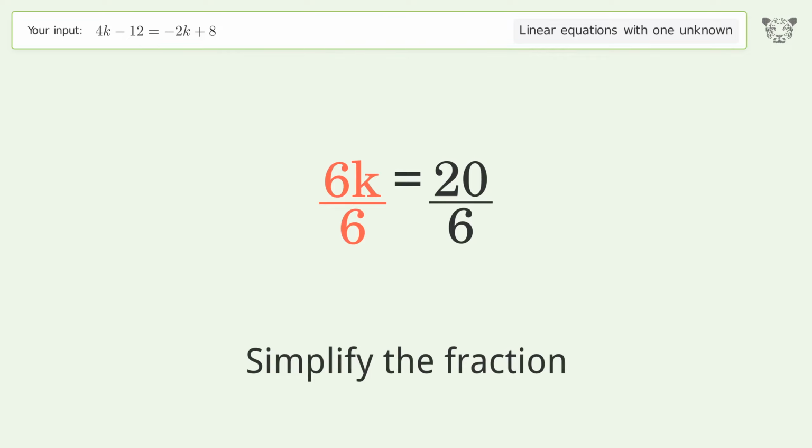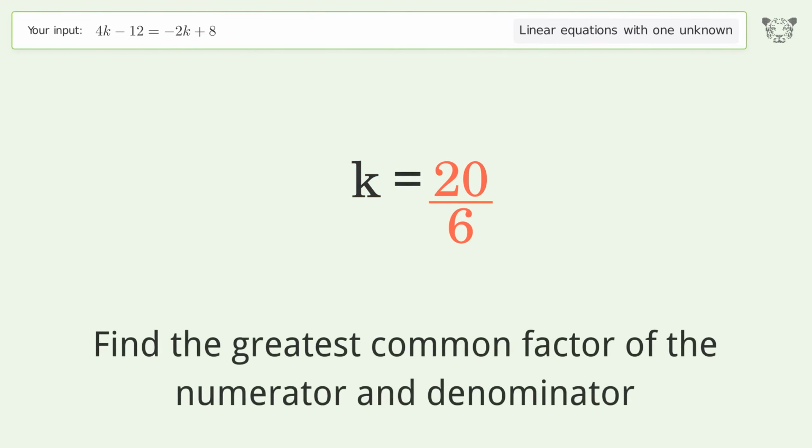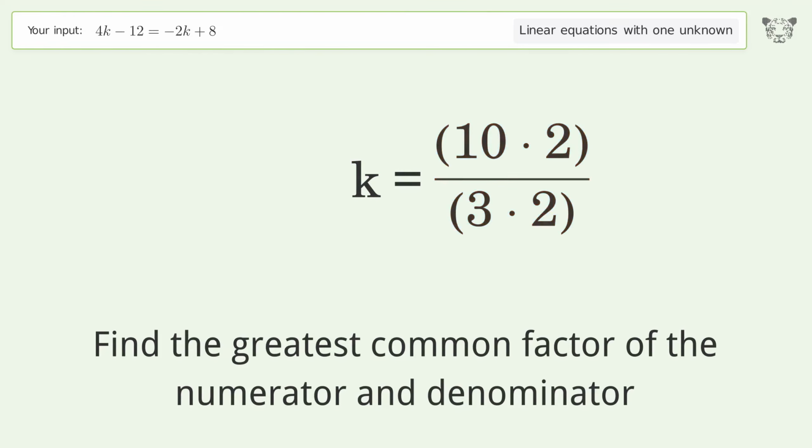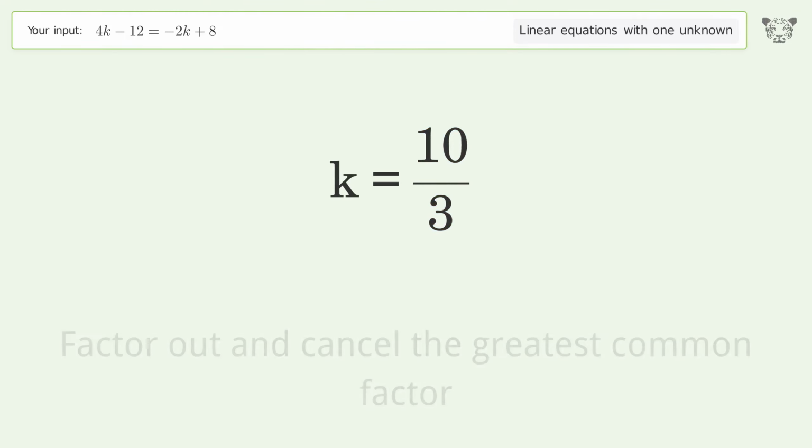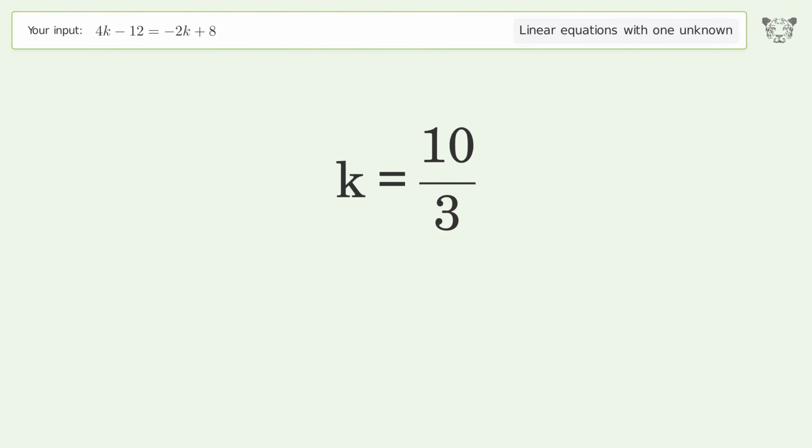Simplify the fraction. Find the greatest common factor of the numerator and denominator. Factor out and cancel the greatest common factor. And so the final result is k equals 10/3.